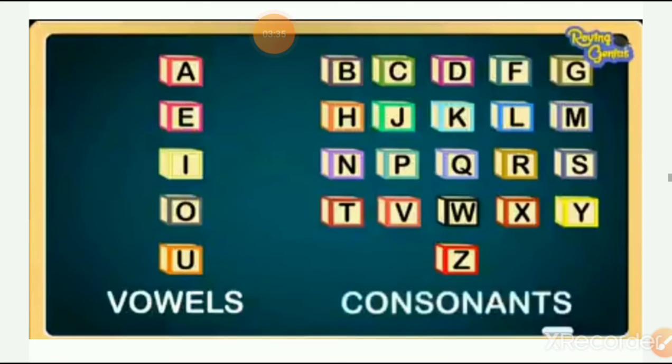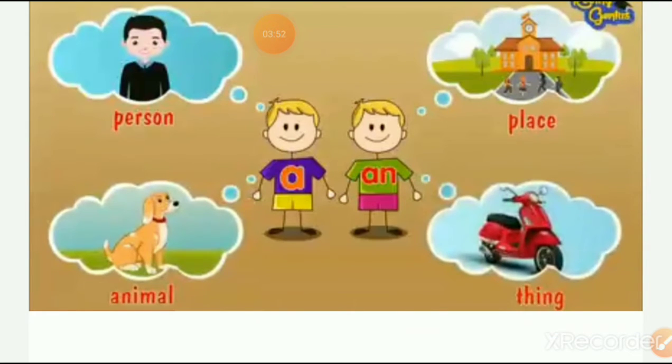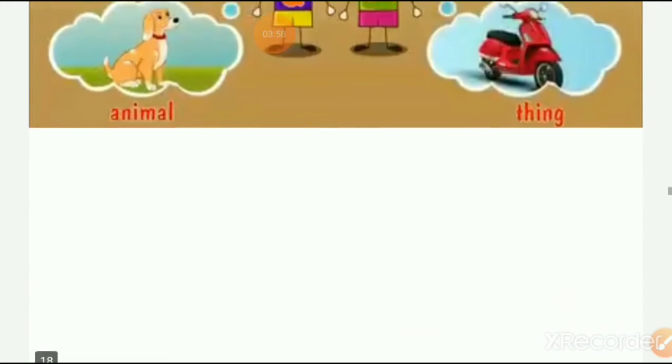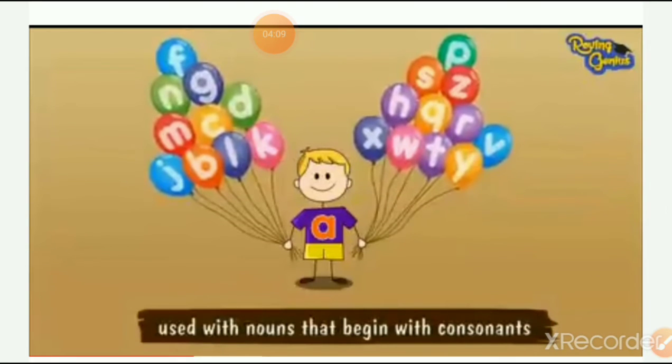Now look here, students. Vowels are A, E, I, O, U, and the remaining letters are consonants. Now here, students, we use a and an for a person, animal, place or thing. Now, a is used with nouns that begin with consonants. Like, look at the balloons, okay? And these are the consonants.